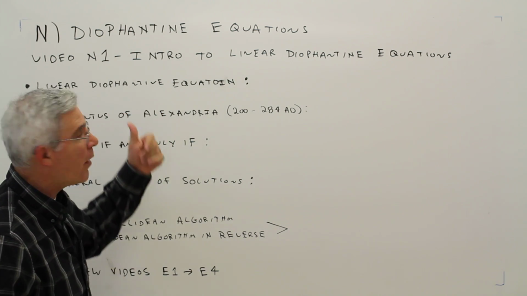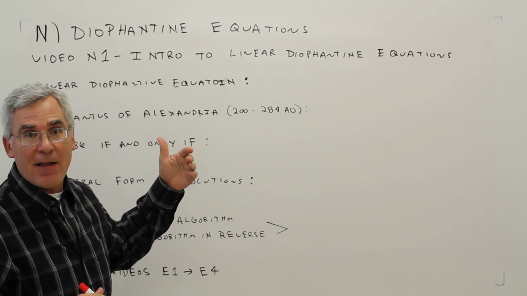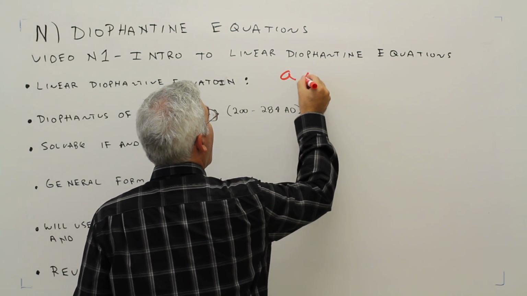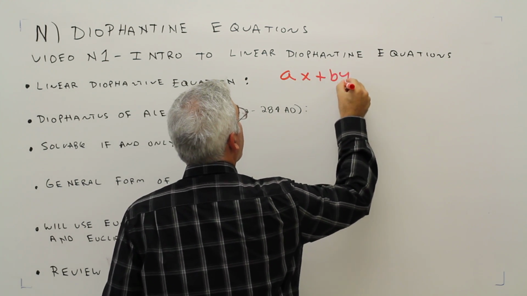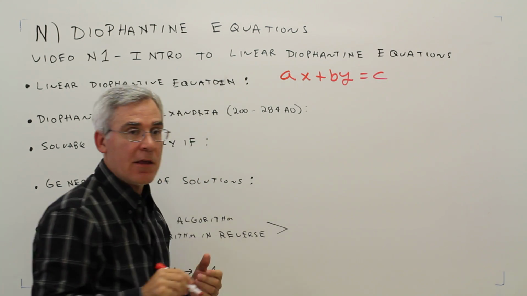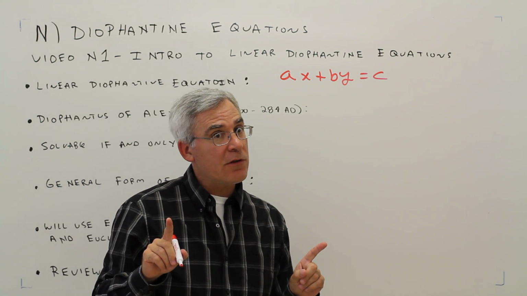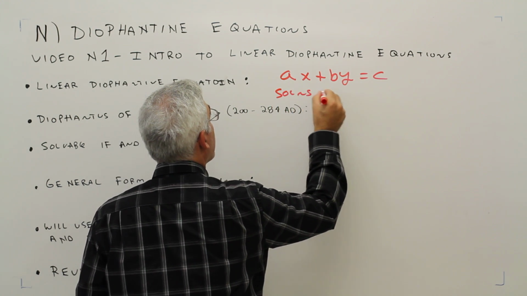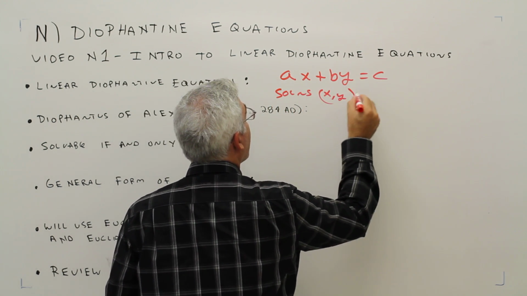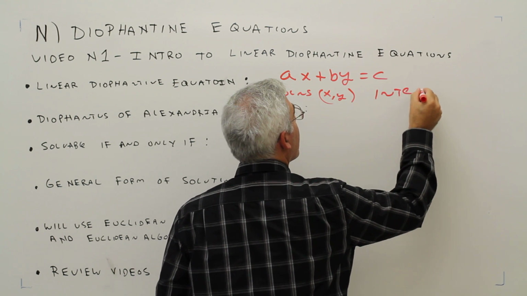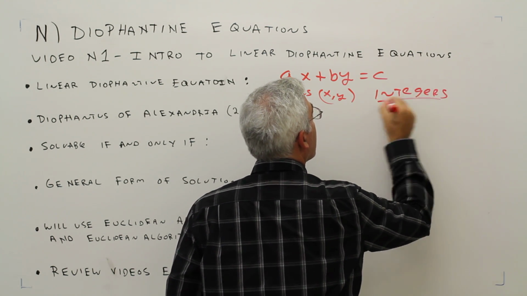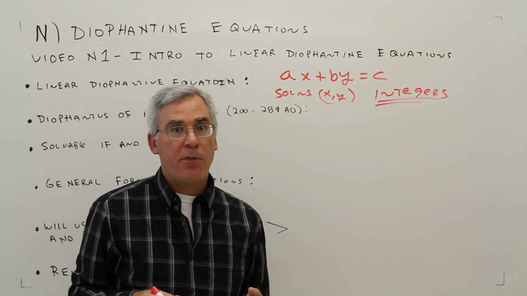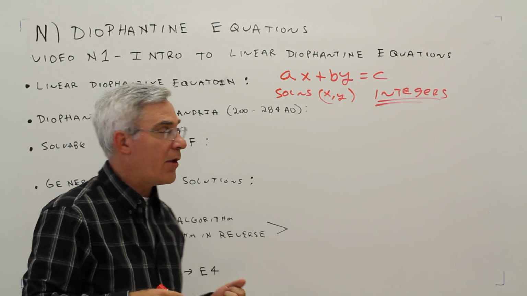First of all, what is a linear Diophantine equation? It's an equation of this form, ax plus by equals c, where the solutions x, y are integers. Hence, that's what makes it part of number theory.